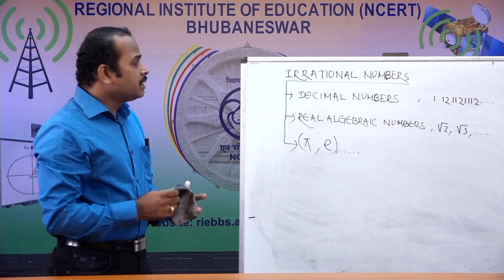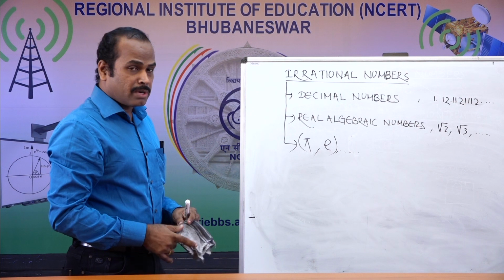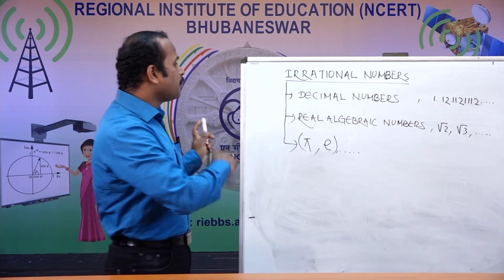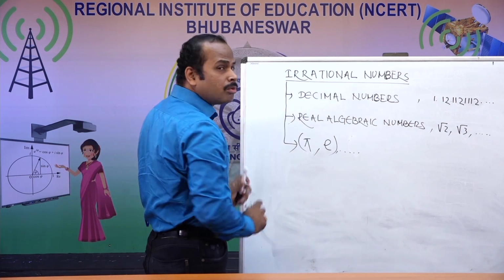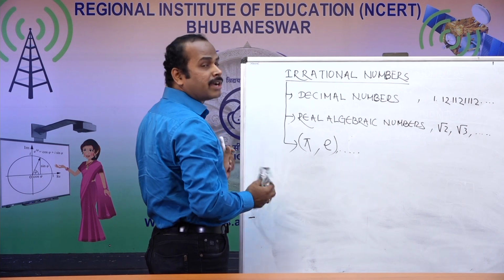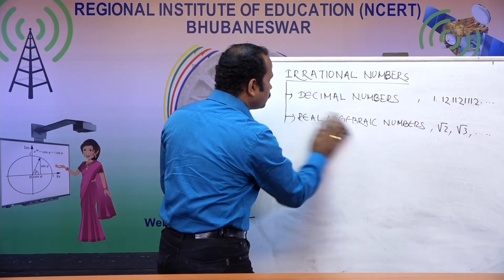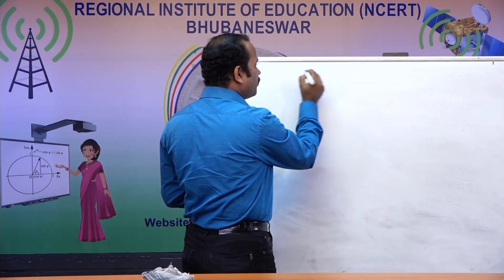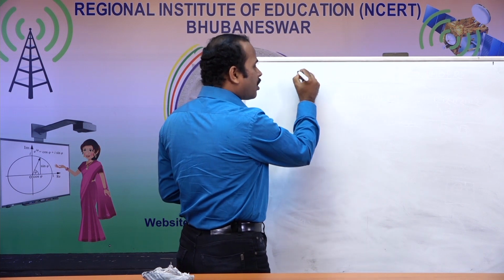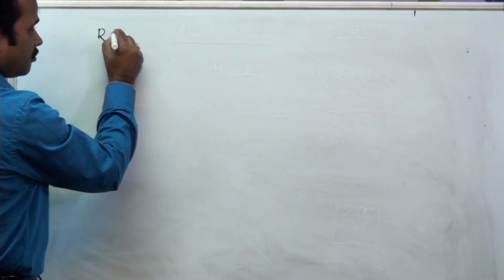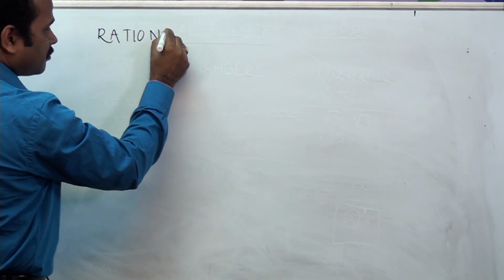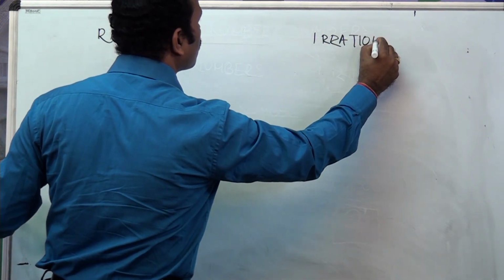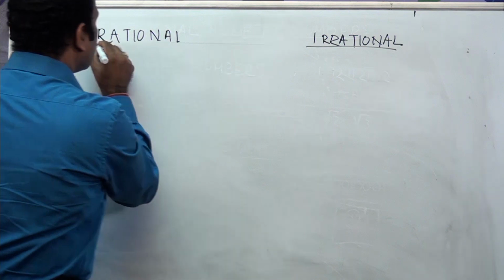Now all these decimal numbers we read, or the real numbers we read, how can this be presented in decimal form? Let us now discuss how real numbers can be converted into decimal form. Real numbers are broadly classified as rational and irrational.